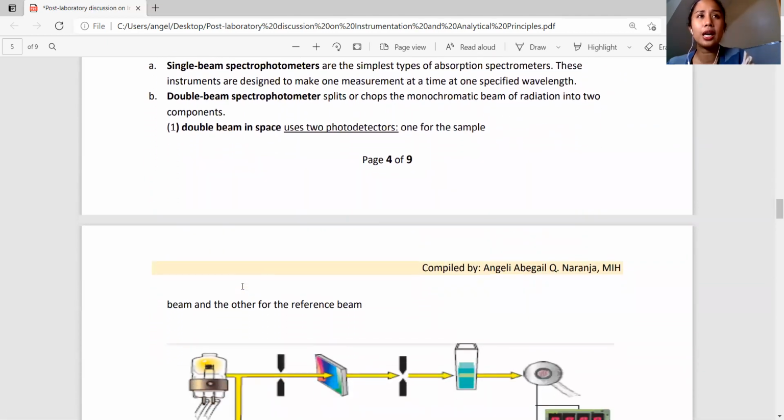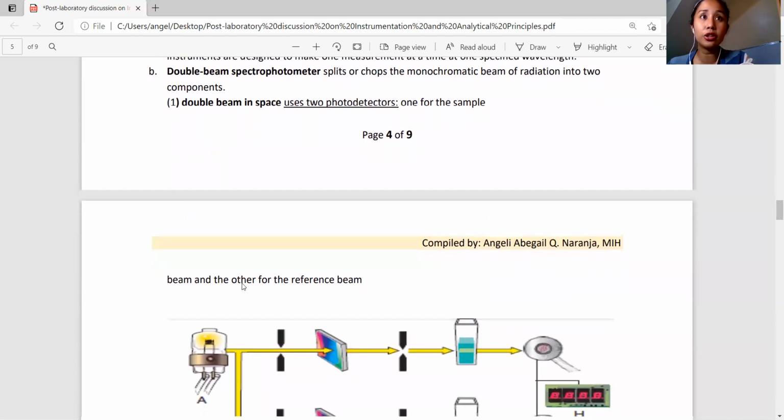So class, just a overview or just a brief class. Emphasize lang. So we have single beam spectrophotometer. So isang exciter lamp, isang entrance slit, isang monochromator, isang exit slit, isang cuvette, isang photodetector, isang readout. Very simple. Single beam spectrophotometer.